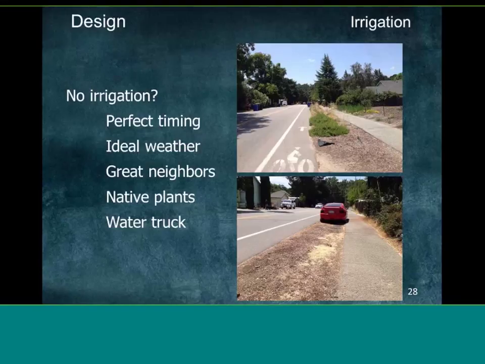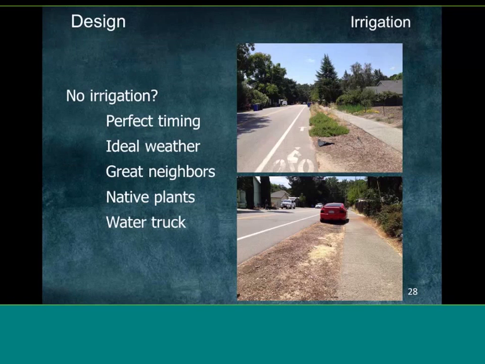So people talk about not having irrigation, and especially as budgets are tightened in municipalities, this starts to look like a good option to people. And what I'll say about it is that if you go without irrigation, you're going to need perfect timing. You're going to have to plant those plants at just the right time. The weather's going to have to really work for you. You're going to have rain when you need rain. You're going to maybe have really good neighbors.